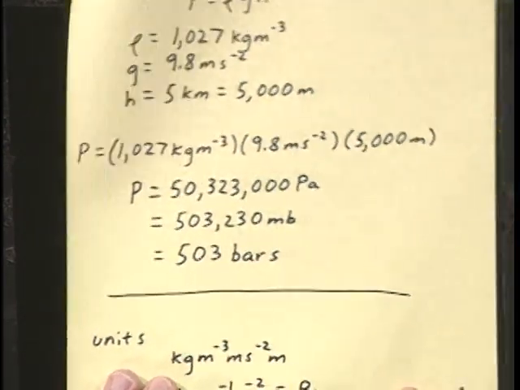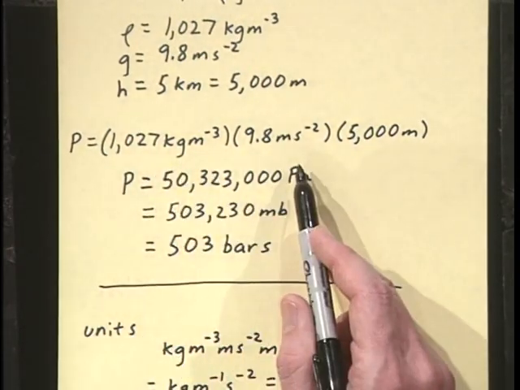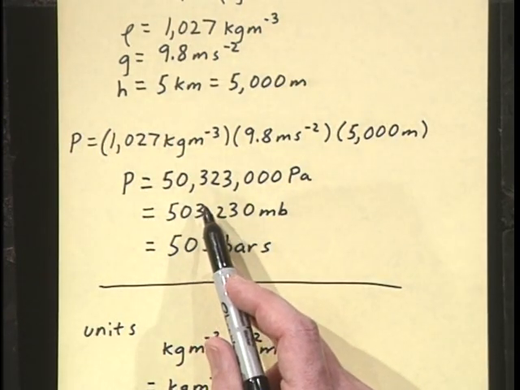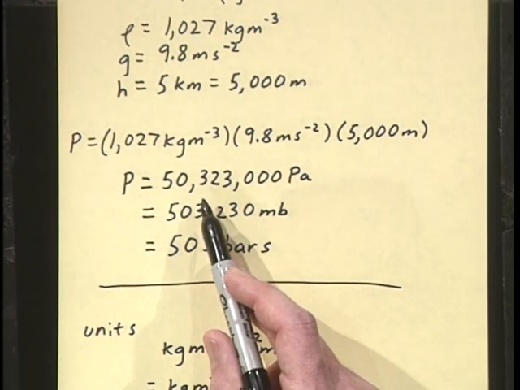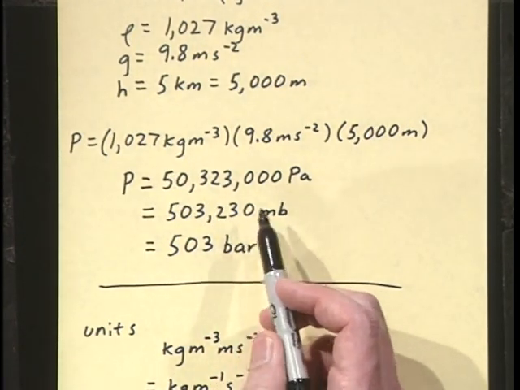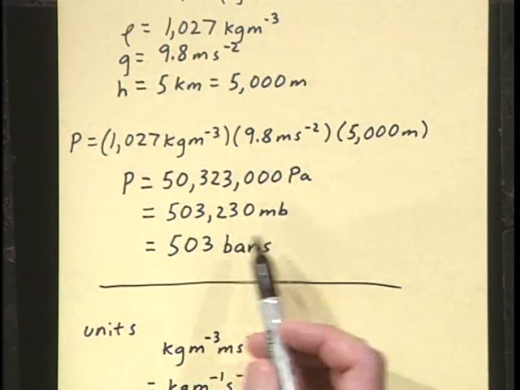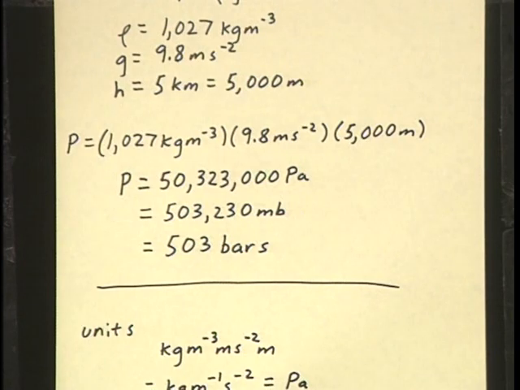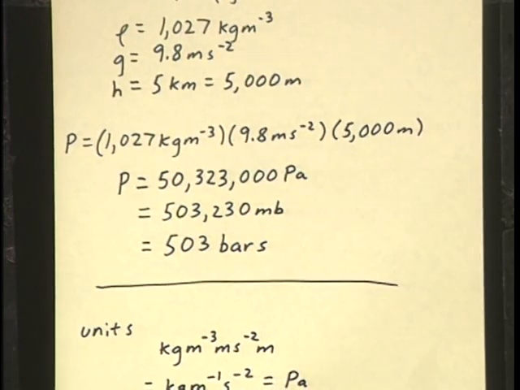So now we have all the terms that we need to find our pressure. The pressure is the density times the gravity times the height, and that produces a very high value in pascals. Of course, we have a deep layer of water that has a very high density, so we're going to get an extremely high pressure at the bottom of that trench. So we have over 50 million pascals. We can divide by 100 to get that value into millibars, 503,230 millibars, and we can divide that by 1,000 and express it in bars. We have 503 bars.